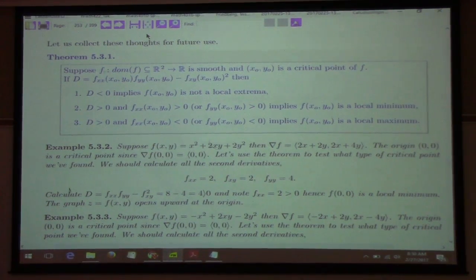Any questions before I have three examples to illustrate each of the cases? Right?